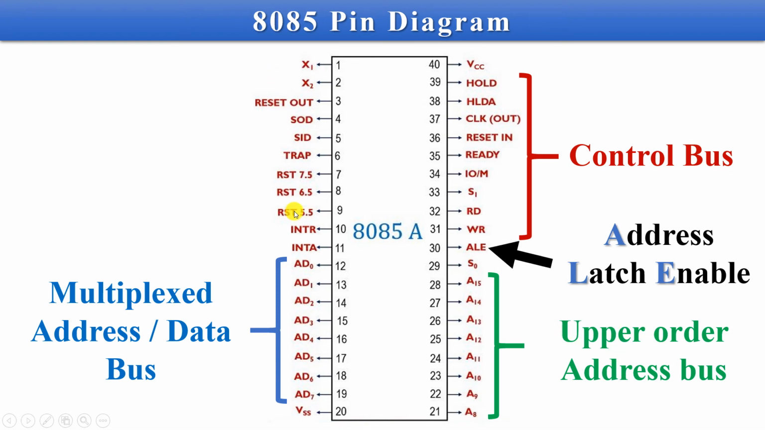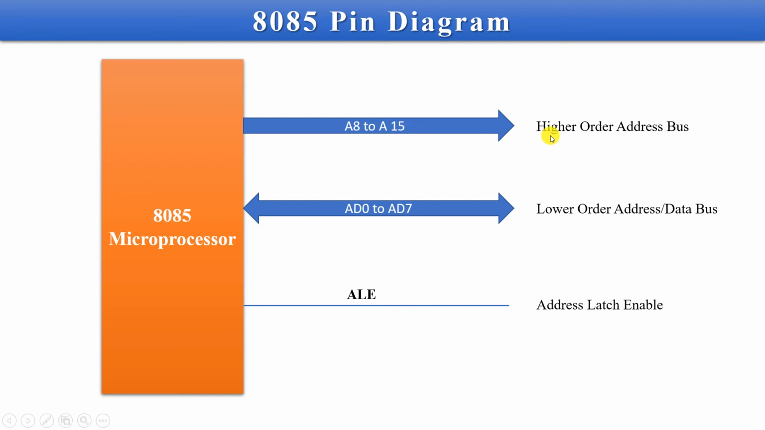The other pins are dedicated for the crystal connection and the reset circuit and the interrupts and serial data communication. Anyway, so that is not of our interest right now. Our interest is in the multiplexed address data bus and the upper order bus and the ALE signal. So the rest of the signals we will not discuss right now. We will talk about A8 to A15, that is the higher order address bus, AD0 to AD7, that is the lower order address data bus, and address latch enable, that is called the ALE.